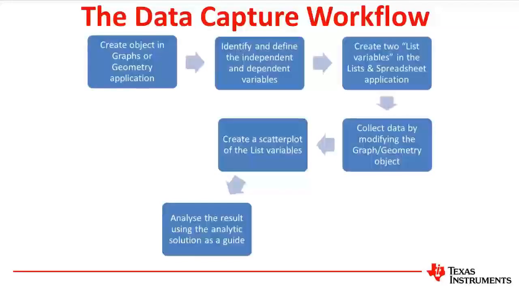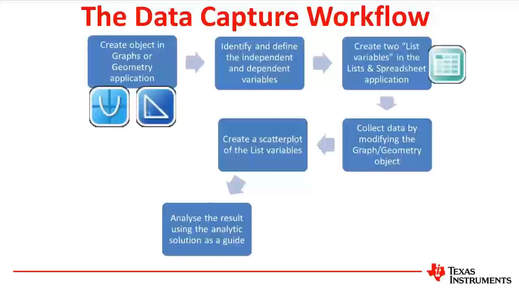So first of all, what happens is an object gets created in either the graph or geometry application. Those are the icons for that. Then what happens is you identify and define the independent and dependent variables. So for example, in a geometry application, you might have a circle drawn there, and you might define the independent variable as the radius and the dependent variable as the area. Of course, the area depends on the radius, and data capture can be used to analyze and, of course, verify the relationship between those two variables.